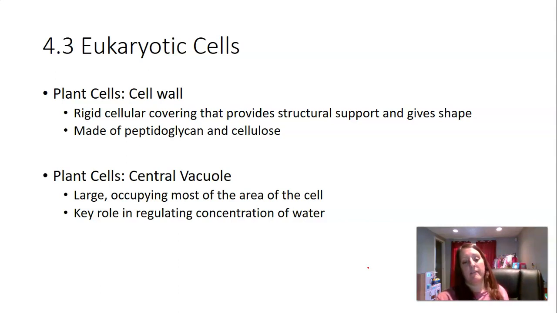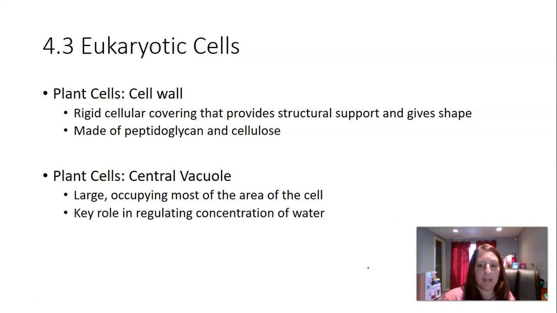What else do plant cells have? They have central vacuoles. These are large compartments. In fact, many times they occupy most of the cytoplasm of the cell, so they're big. Again, they're surrounded by a membrane called the tonoplast. It's a phospholipid bilayer. The job of the central vacuole is to regulate the concentration of water. We're going to talk more about plant cells and the role of the central vacuole when we get to chapter 5. But for now, what I need you to know is that plant cells like to take on a lot of water and be really, really robust.